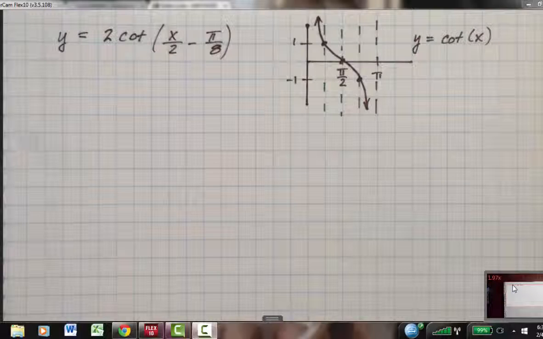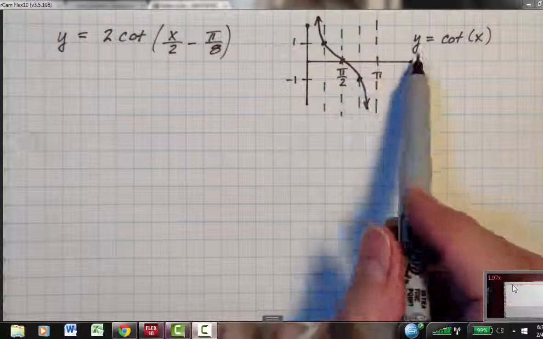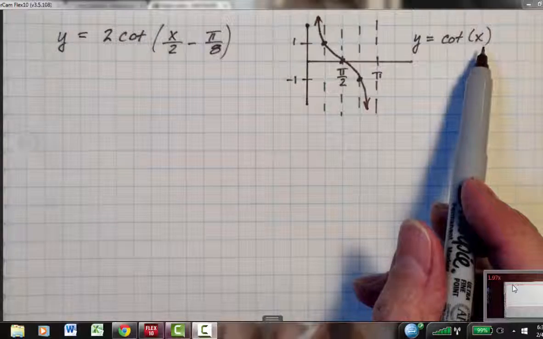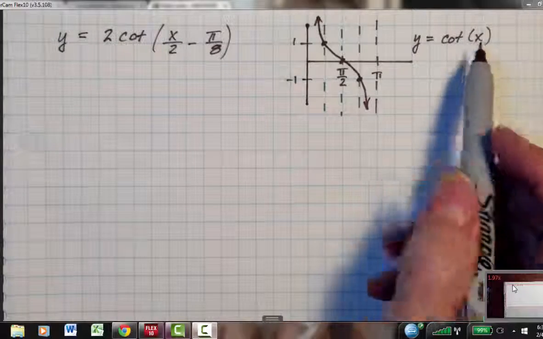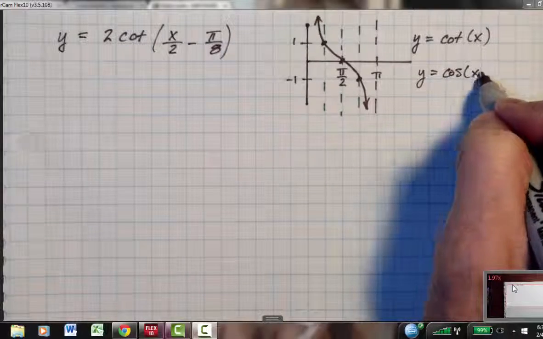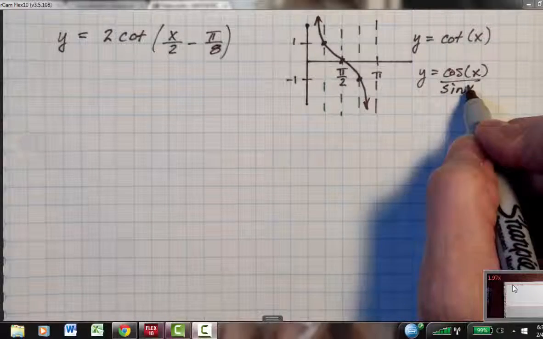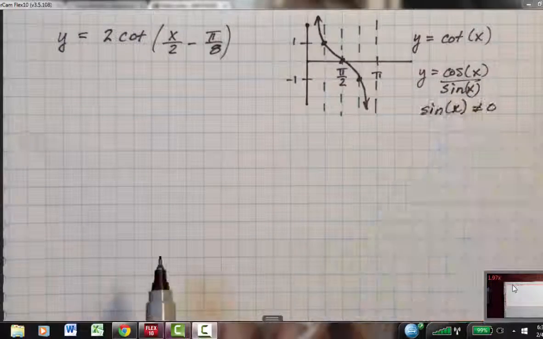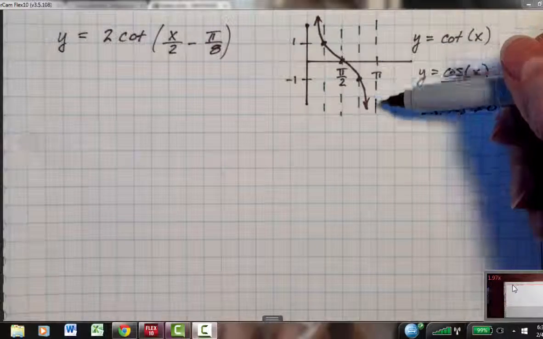I'm going to be doing the graph of y is equal to 2 cotangent of the quantity x over 2 minus pi over 8. And I have drawn the graph of y is equal to cotangent x, just your basic graph. And remember that our cotangent function is equal to cosine of x over sine of x, and sine of x cannot be equal to 0. So when we have sine of x equal to 0, we end up developing asymptotes at those places.